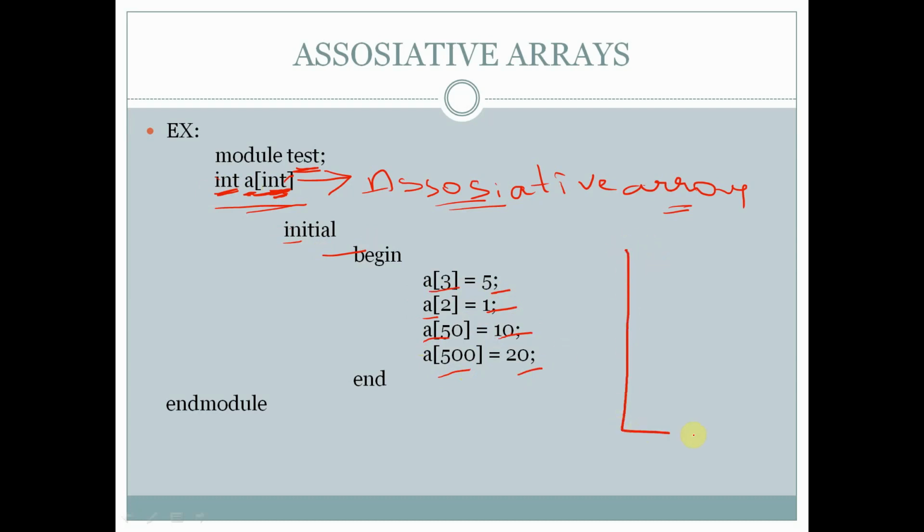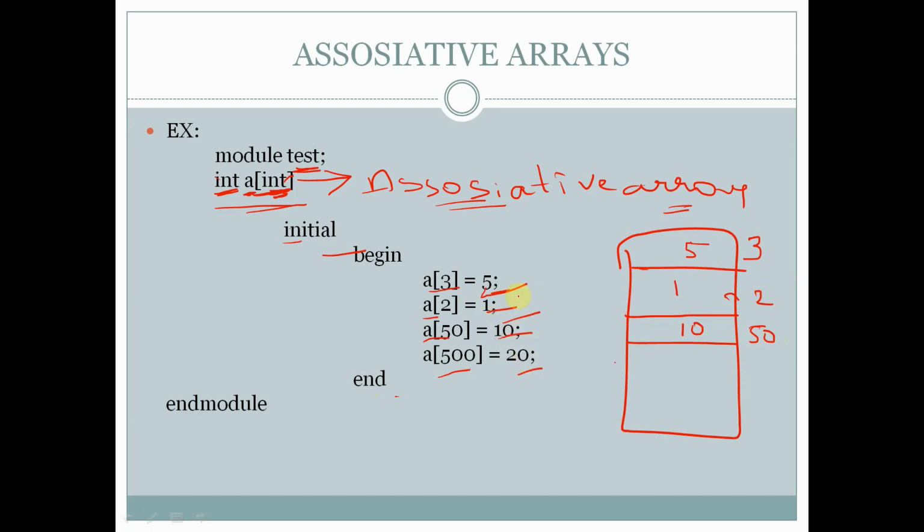So in the memory, at the third memory location element 5 will be stored, at the second memory location element 1 will be stored, and at the 50th memory location element 10 will be stored. So here we can see that memory is not contiguous, it is non-contiguous. That is, we can store the elements in different memory locations. Here there is no wastage of memory.